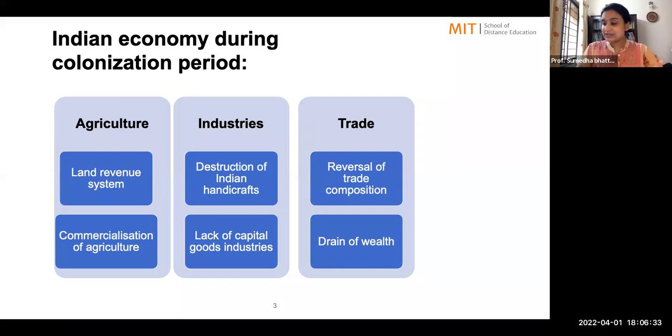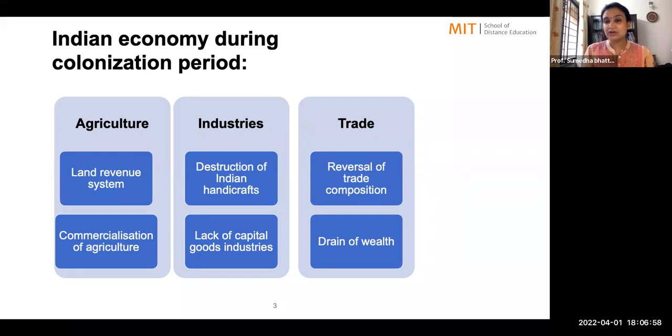Now, why commercialization of agriculture picked up was because of the colonial rule. In Great Britain, the industrial revolution was taking place around the same time, so they wanted more and more raw materials for running their factories, and India was a cheap source of raw material for them. That is why commercialization was taking place at a very fast pace in our country.